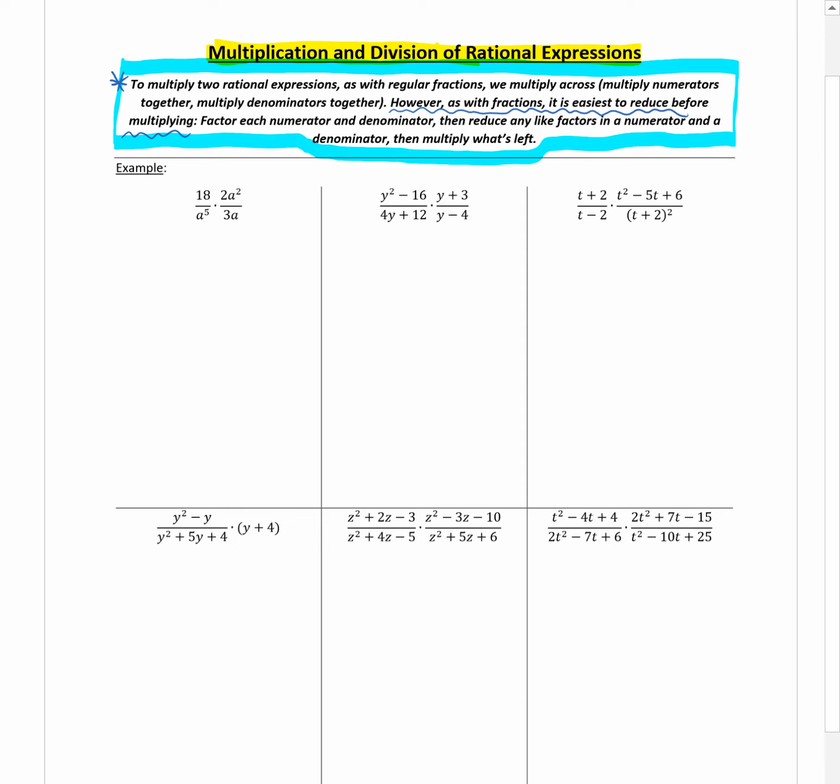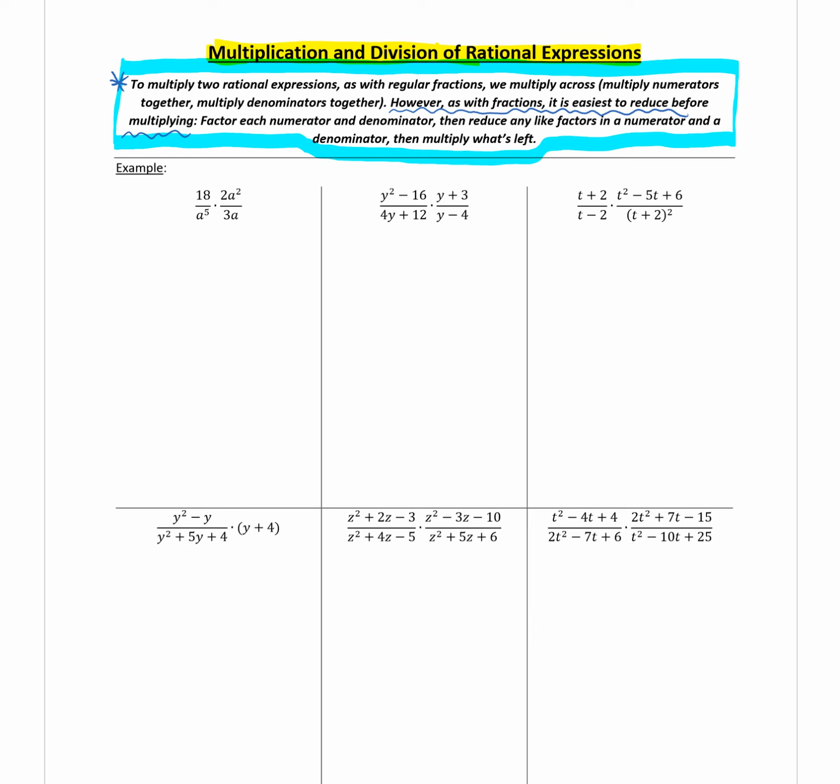So what we're going to do is factor each numerator and denominator, kind of like in the last section when we wanted to reduce fractions, or reduce rational expressions. We factored everything and then canceled any like factors. It's just now we have two rational expressions sitting next to each other multiplying. We're going to factor as much as we can, reduce as much as we can, and then try to multiply across whatever's left over.